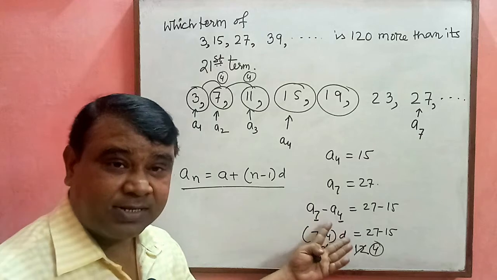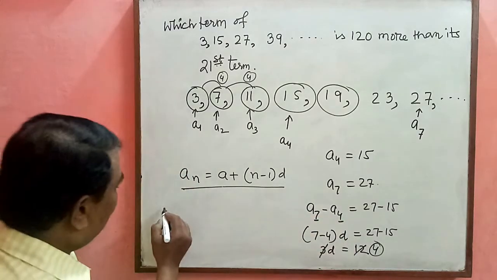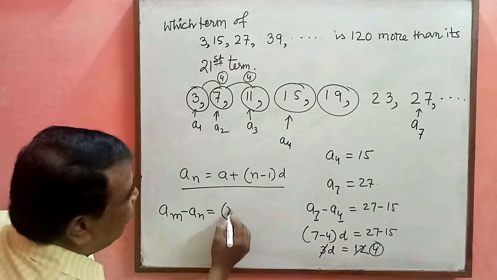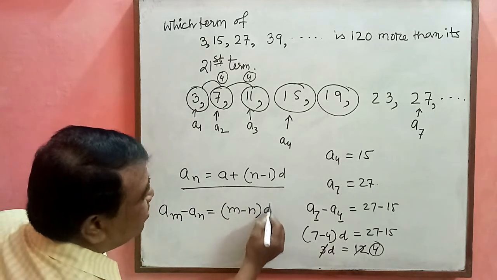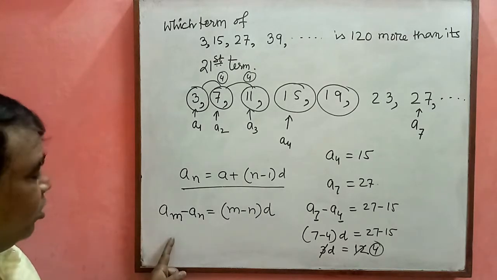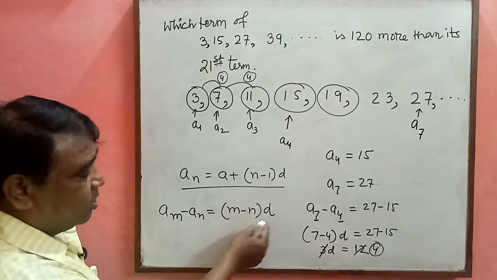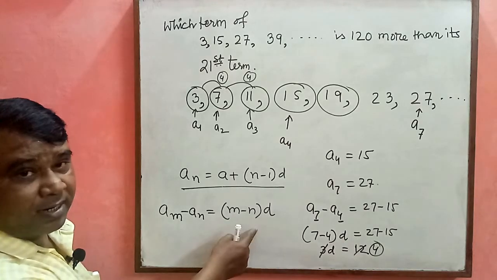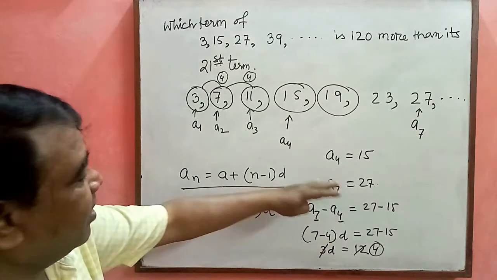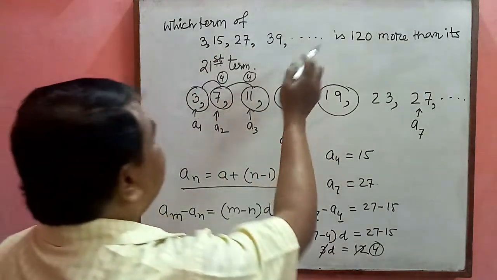Just take the difference, and the formula is a_m minus a_n is equal to (m minus n) into d. If the mth term is given, put the value, and if the nth term is given, put the value. Here it is (m minus n) into d, so you can easily find d. Directly, this will be the d. This way, we have an idea.